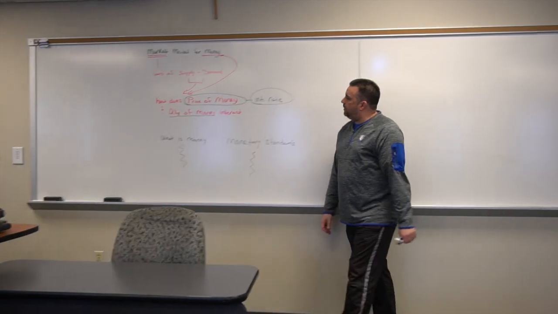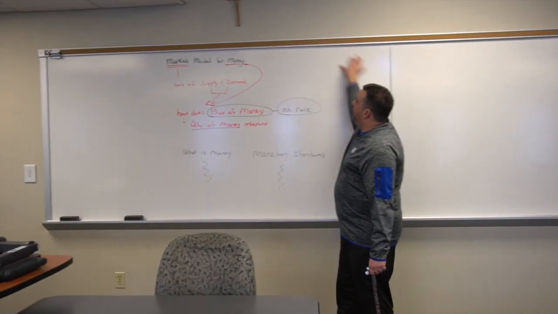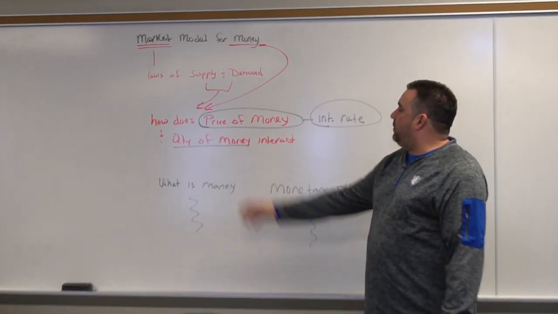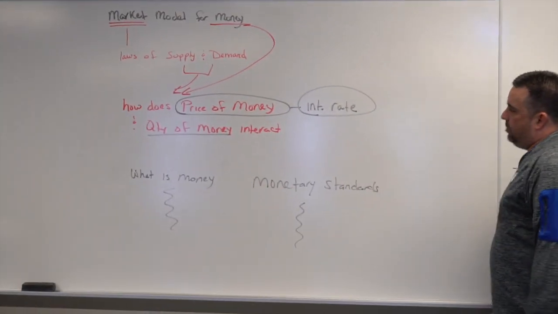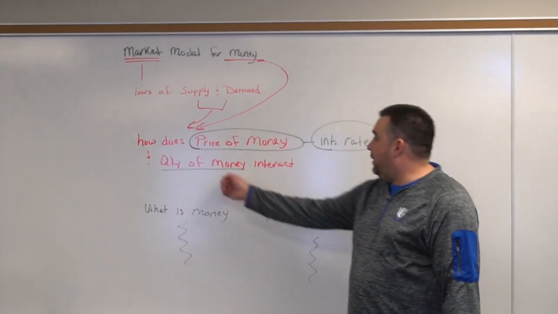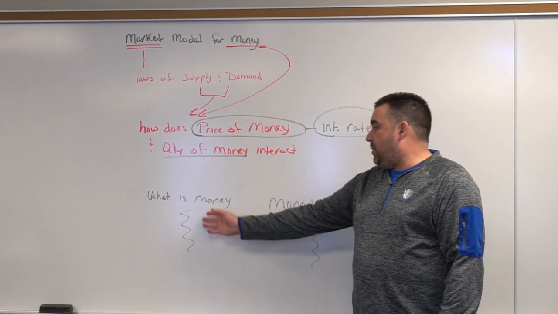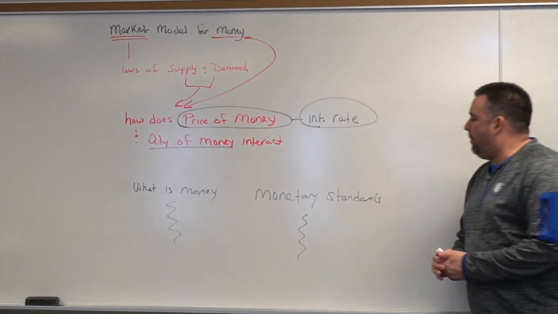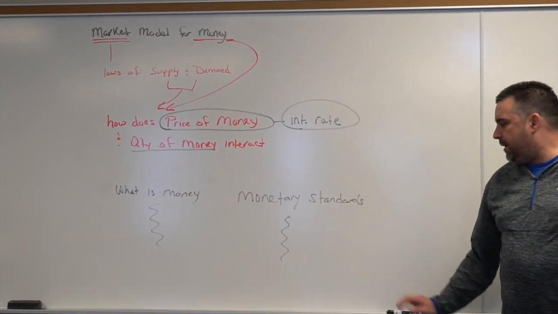Kind of what we did in last class. We were building that market for money. We talked about the idea of the price of money being captured as the interest rate, and we're working on quantity of money. And we went through a little bit of what is money, and then talked about monetary standards, that commodity and fiat standard.